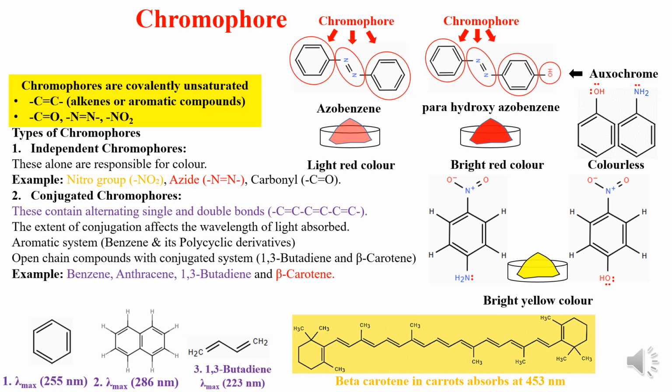In case of 1,3-butadiene, it absorbs radiation at 223 nanometers, while in case of beta carotene you can see the wavelength is shifted. There's a drastic shift in the lambda max from 223 nanometers to 453 nanometers. This is due to extension of the conjugated system. There are nearly 11 double bonds in beta carotene that are alternately arranged, resulting in conjugation. So whenever there is extension of conjugation, there is a bathochromic shift, that is, a shift in the lambda max towards longer wavelength. And this conjugation definitely affects the wavelength of light that is absorbed by the chemical.